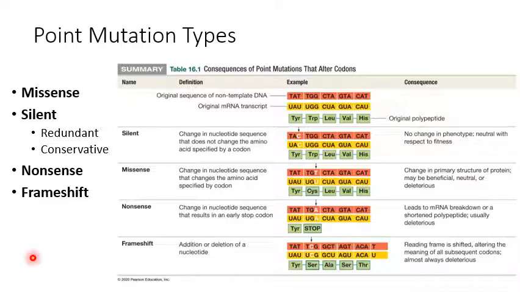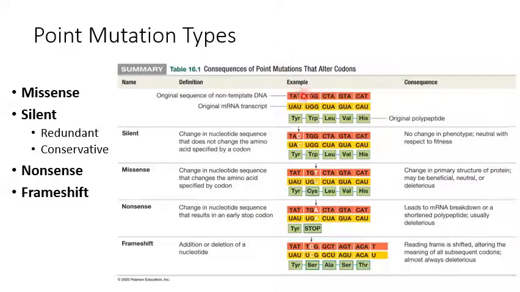Next, you can have a nonsense mutation. In a nonsense mutation, one base changes to a different base, and that changes whichever codon was there originally to a stop codon. So it introduces a stop codon.